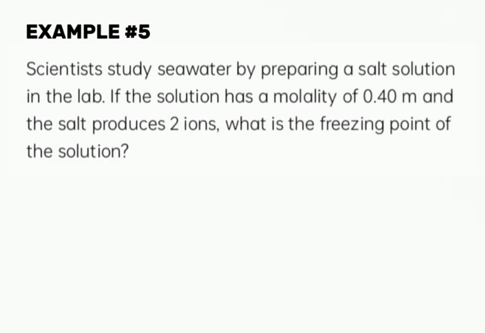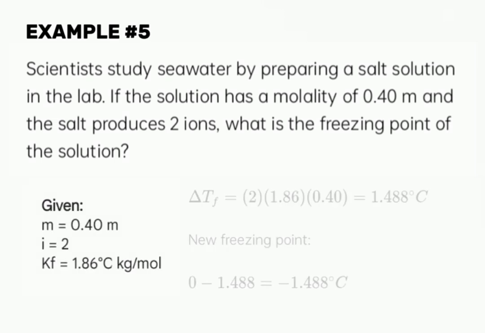For our last example, scientists study seawater by preparing a salt solution in the lab. If the solution has a molarity of 0.40 moles and the salt produces 2 ions, what is the freezing point of the solution? So the same process, we will just substitute the given values, which are the molarity equal to 0.40 moles and the Van 't Hoff factor equal to 2 ions. We will get an answer of 1.488 degrees Celsius for the freezing point depression. And for the new freezing point, we will get an answer of negative 1.488 degrees Celsius, wherein the original freezing point is 0.